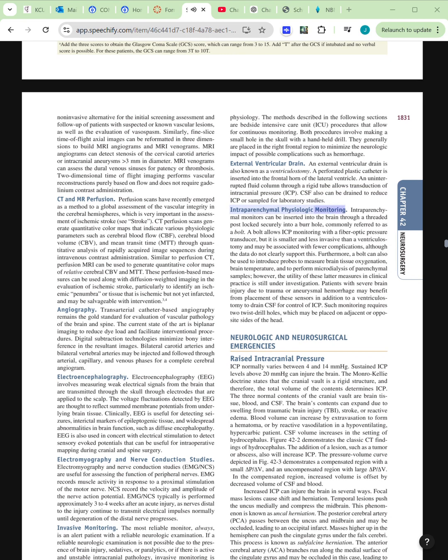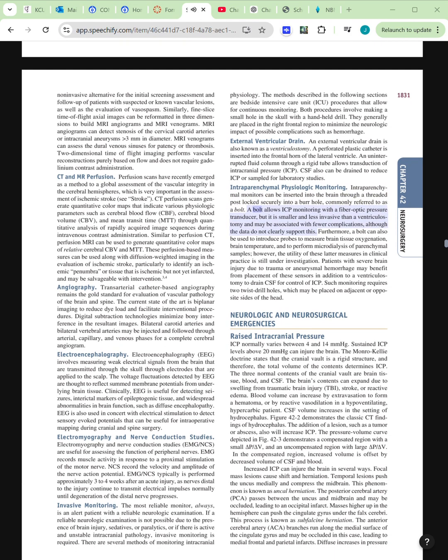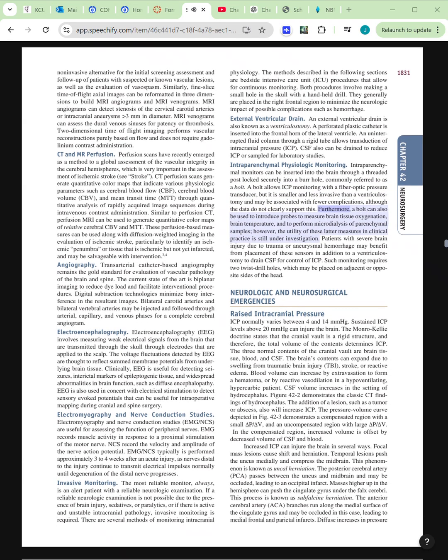Intraparenchymal physiologic monitoring. Intraparenchymal monitors can be inserted into the brain through a threaded post locked securely into a burr hole, commonly referred to as a bolt. A bolt allows ICP monitoring with a fiber optic pressure transducer, but it is smaller and less invasive than a ventriculostomy and may be associated with fewer complications, although the data do not clearly support this. Furthermore, a bolt can also be used to introduce probes to measure brain tissue oxygenation, brain temperature, and to perform microdialysis of parenchymal samples. However, the utility of these latter measures in clinical practice is still under investigation.